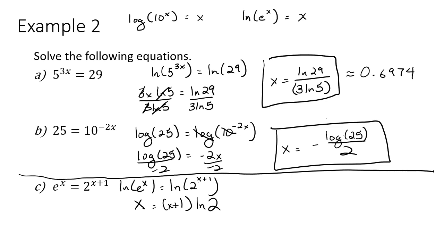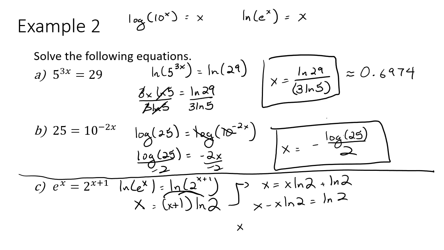So if I want to get through these parentheses, I'm going to distribute the natural log of 2 through the equation. So we get x is equal to, we're going to have x times natural log of 2 plus 1 times natural log of 2. Now I'm going to group up the x's together. So I'm going to subtract that x natural log of 2 over to the left-hand side.